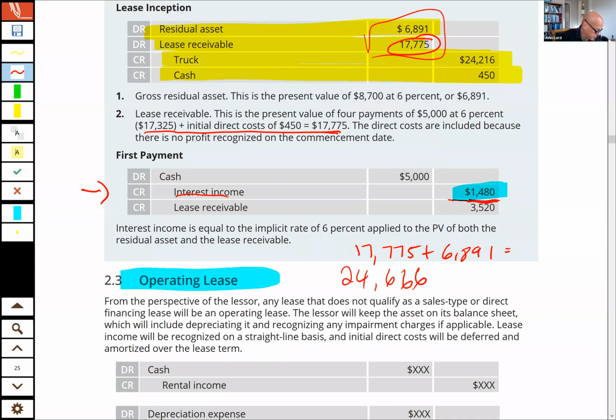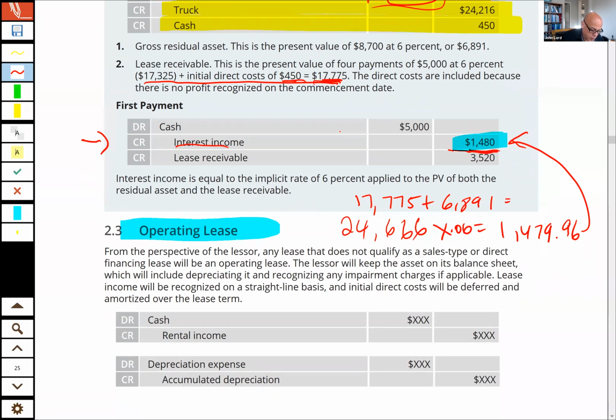Okay, 24,666. Times 0.06. Thank you. The interest rate that they told me on this gives me 1,479.96, close enough for government work to 1,480. Okay, and that's how we'll amortize that. Essentially that's our net investment here, and we're earning interest on that investment. So the key thing is knowing to add that 450 to the lease receivable, because we sold the asset for its carrying amount and fair value were the same, so there was no gain there.